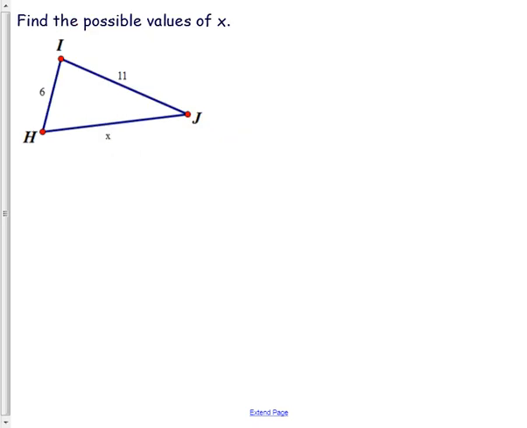The other type of problem you will get with this is find possible values. So here, find the possible values of x. So we have to look at, what if x is the shortest side? How short could it be? Well, we know 6 plus x has to be greater than 11. So we say 11 minus 6 has to be less than x. So x is greater than that. And we find that 5 is less than x.